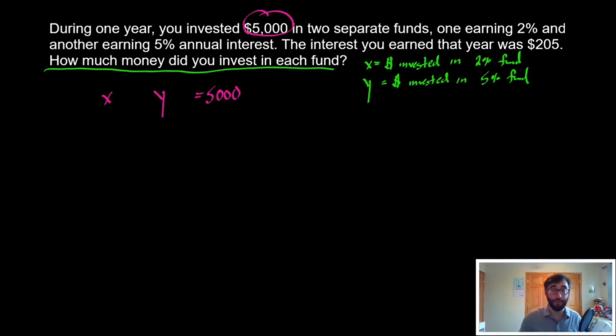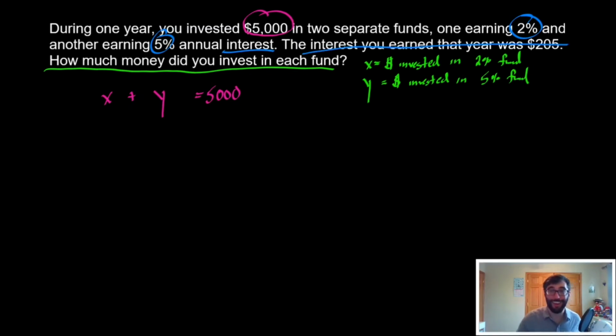Y is how much we invested in the 5% fund. If I add those two funds together, that's going to tell me how much we invested total, which we do know is $5,000. Okay. Now, the next part of information that we need to look at is the fact that one of these funds is earning 2% and the other is earning 5% interest. And the total interest was $205.